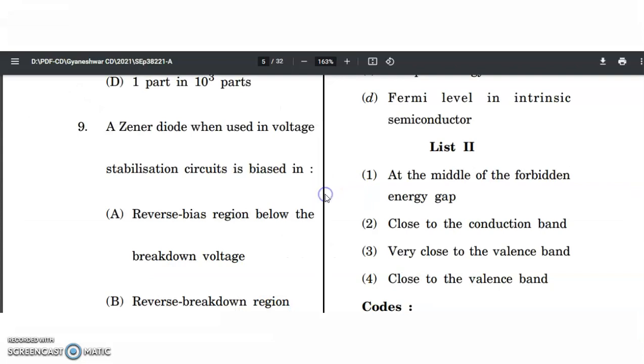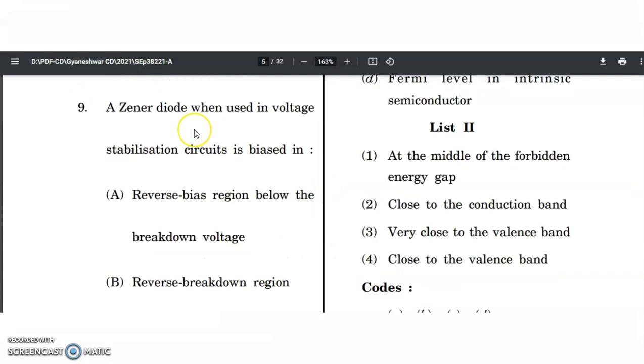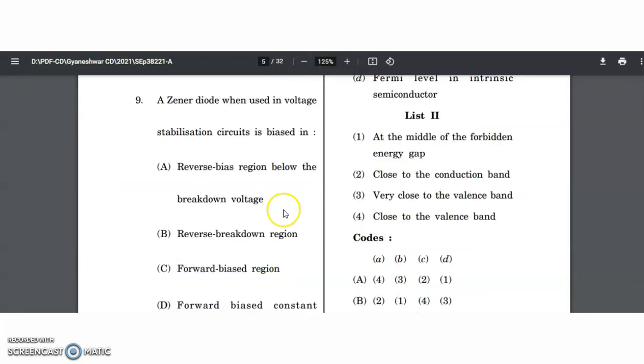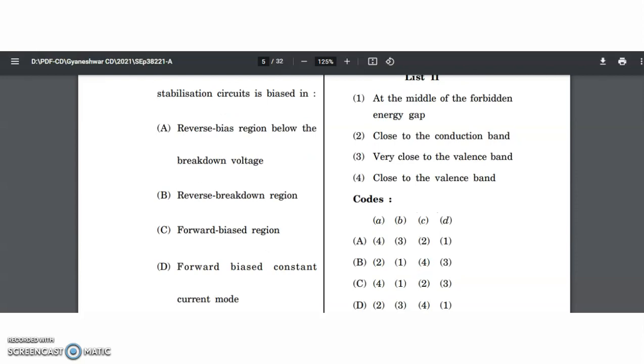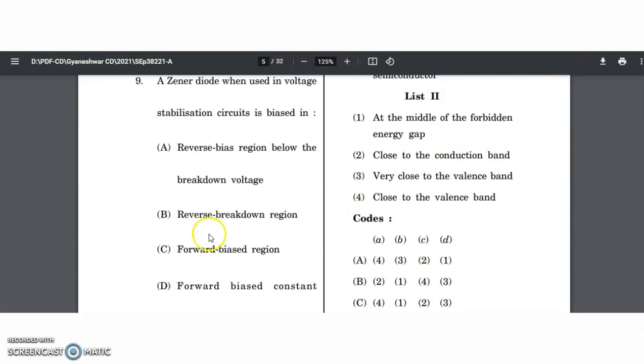In part 2 we saw 8 questions, and coming to this 9th question: a Zener diode when used in a voltage stabilization circuit is biased in which way? Here the four options are there, you may check down. Option A, reverse bias region below the breakdown voltage; reverse breakdown region; forward bias; constant current mode. Basically, if the Zener diode has to work as a stabilization circuit, it has to be operated in reverse biasing. So C and D are the wrong ones.